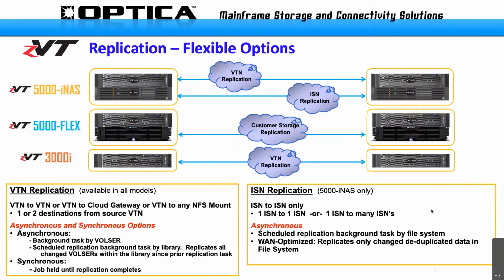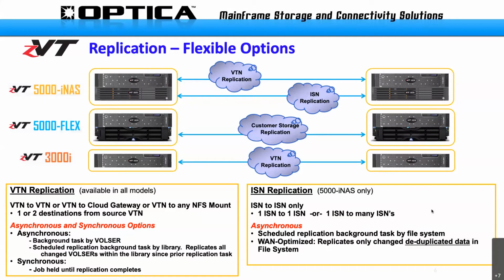It can also go to a cloud gateway. We have many customers taking advantage of that where they use a third-party cloud provider. And as long as the gateway provides an NFS mount, you can attach a cloud gateway to the ZVT, and based on replication sessions that you configure, you can move select tapes, vol-ser ranges, or complete libraries out to the cloud with VTN replication. You can also set it up as what you might consider a vault.